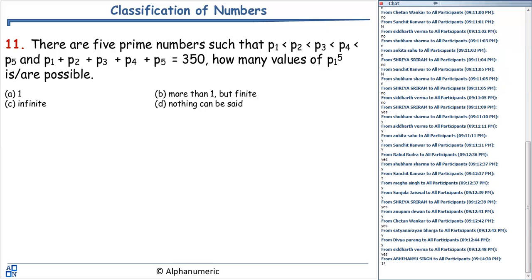Okay, what is the answer, guys? There are 5 prime numbers such that P1 is less than P2, less than P3, less than P4, less than P5. So, which option is the correct one? Option 1, A, B, C, which option? Please tell me.